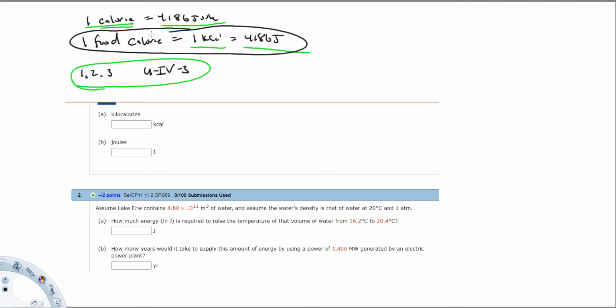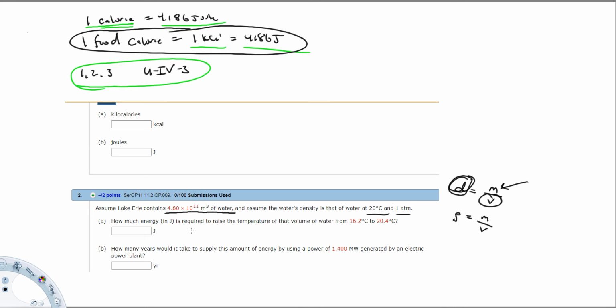Okay, number 2. It says Lake Erie has about this many cubic meters of water, and a whole bunch of walleye too. Assume the water's density is that of water at 20 C and 1 atmosphere. I'm going to let you look that up. You're going to look up the density of water. And remember what density is: mass over volume. Density equals mass over volume. Whether you call it D for density or use the Greek letter rho to represent density, doesn't matter. Look up the density. They gave you a volume. Then you're going to calculate a mass.